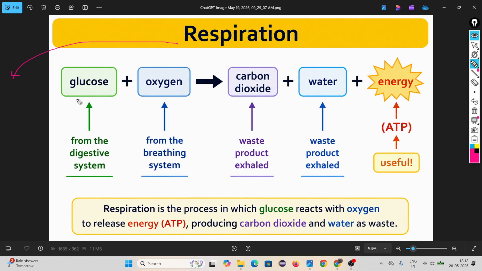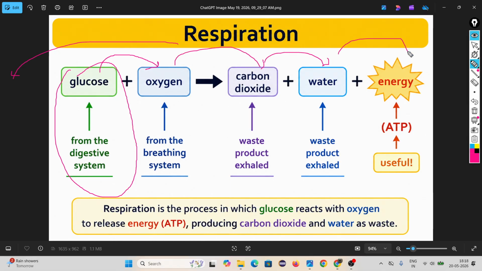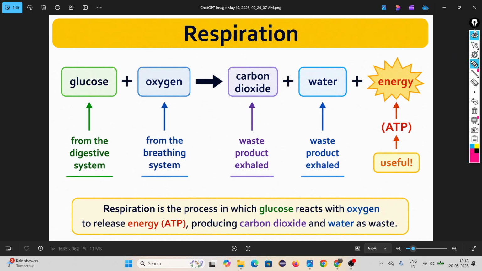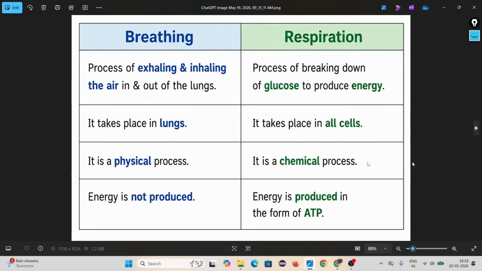In respiration, the food which is made by the nutrition process breaks down in the presence of oxygen to give carbon dioxide, water and energy. This energy we require for our development, for our growth. Okay. Then we completed what is the difference between breathing and respiration.